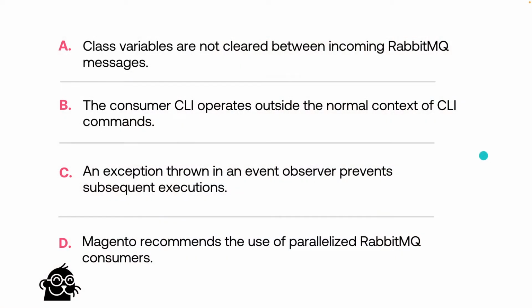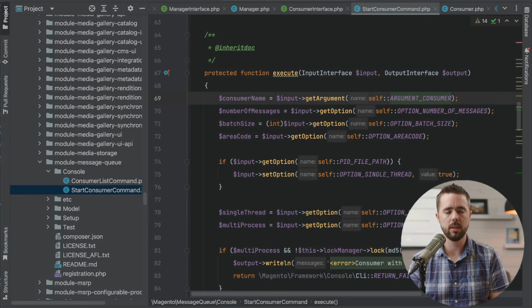D, Magento recommends the use of parallelized RabbitMQ consumers. All right, so let's break this down one by one. Class variables are not cleared between incoming RabbitMQ messages. True or false? Well, let's jump in the code and take a look.